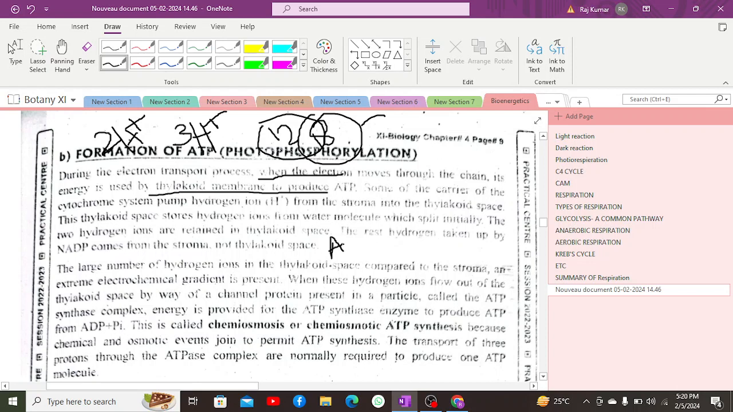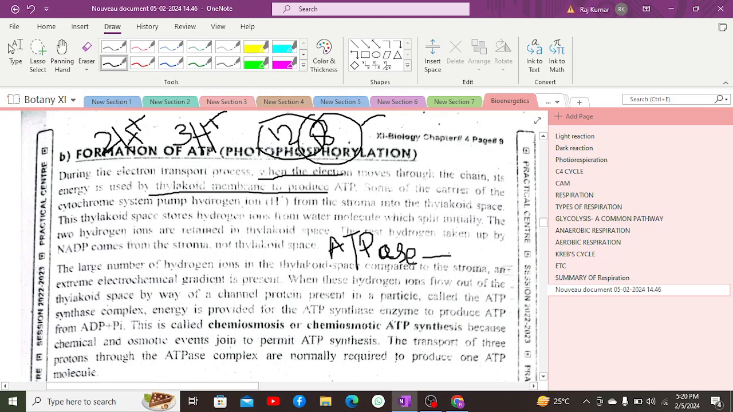ATPase complex. That ATPase complex will tend to pump those protons. Due to the formation of an electrochemical gradient or chemiosmotic gradient, the protons will tend to move from the higher concentration to the lower concentration, due to which they will generate a force through the ATPase complex, because they'll be moving through it. This force is known as the protomotive force.